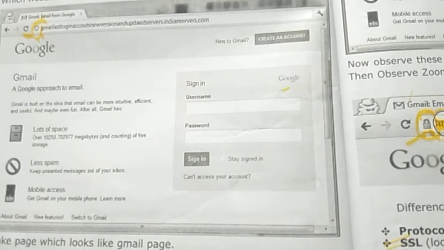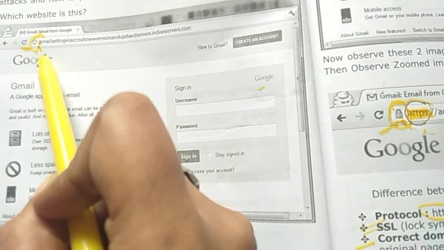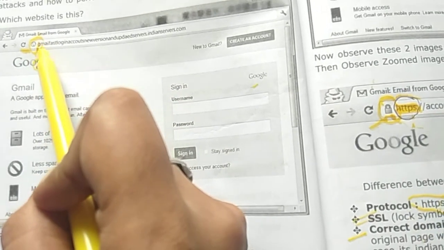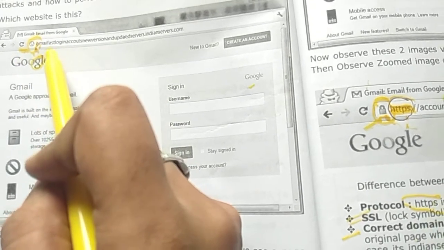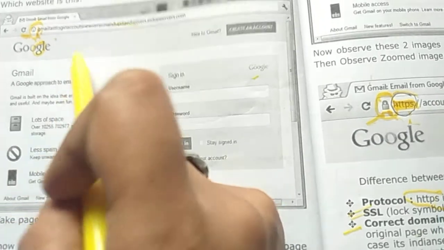For example, if you observe this picture, here there is no lock symbol. You can observe there is a round symbol here. So it is a fake page. And here there is no HTTPS also. So it is a fake page. And here there is no domain name also. So it is a fake page.